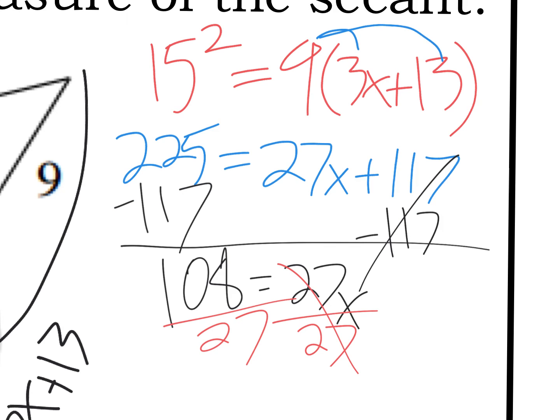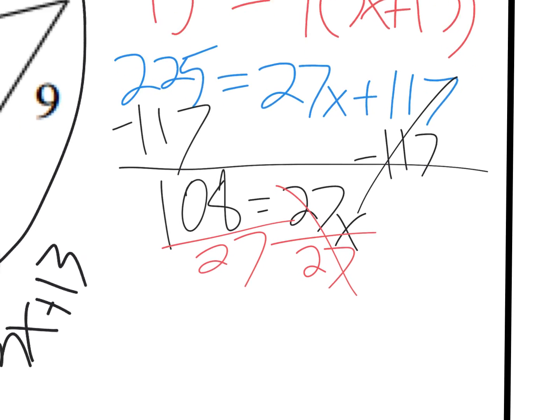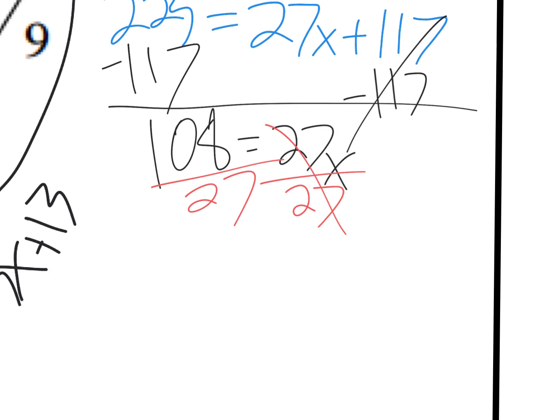So next I'll want to subtract 117 to the other side. And 225 minus 117 is 108. So I have 108 equals 27x. And so I'm going to divide both sides by 27. And so 27 times 4 is 108, so x equals 4.